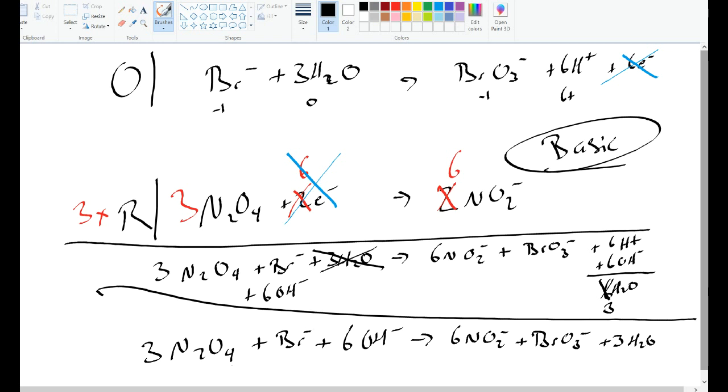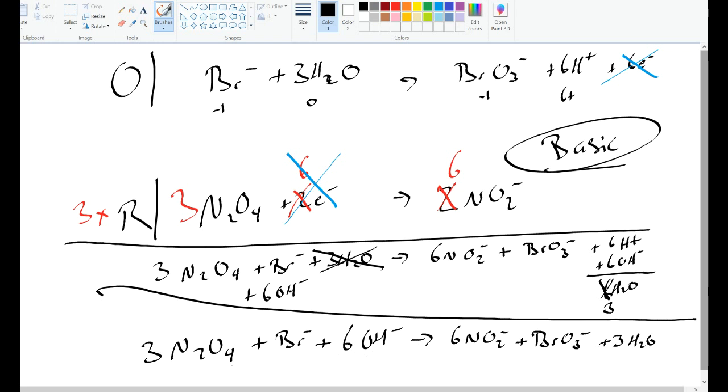Now, just to be sure, let's go ahead and double check all of our elements and our charges. So, can we reduce the coefficients? No, we have 3, 1, 6, 6, 1, 3. There's nothing we can divide those by to make those smaller. So we check our elements. We have 3 times 2 is 6 nitrogen on the left. We have 6 times 1 is 6 nitrogen on the right. Bromine, 1 and 1. Hydrogen, 6, and 3 times 2 is 6. Now oxygen, 3 times 4 is 12, 6 times 1 is 6. So 12 plus 6 is 18. And on the right, we have 6 times 2 is 12, plus 3 is 18. So all of our elements check out here.